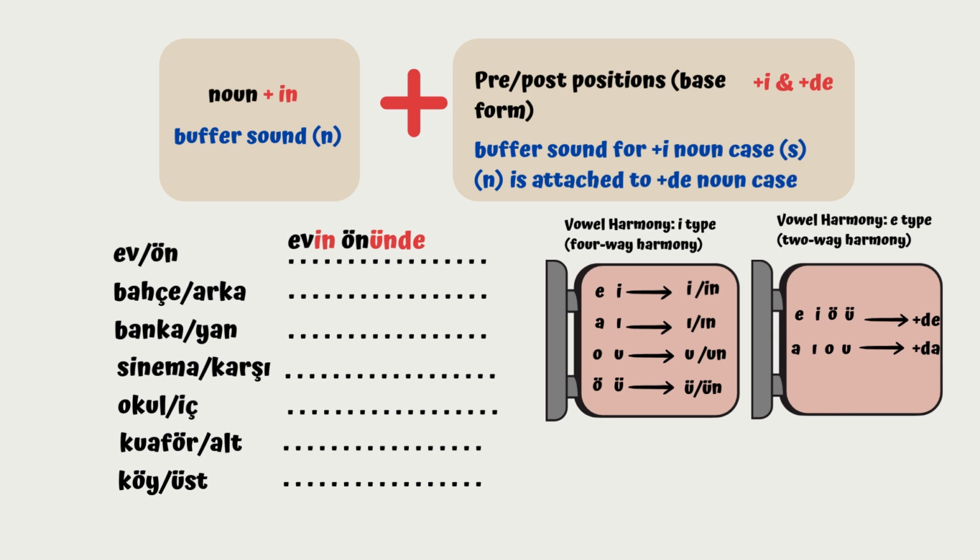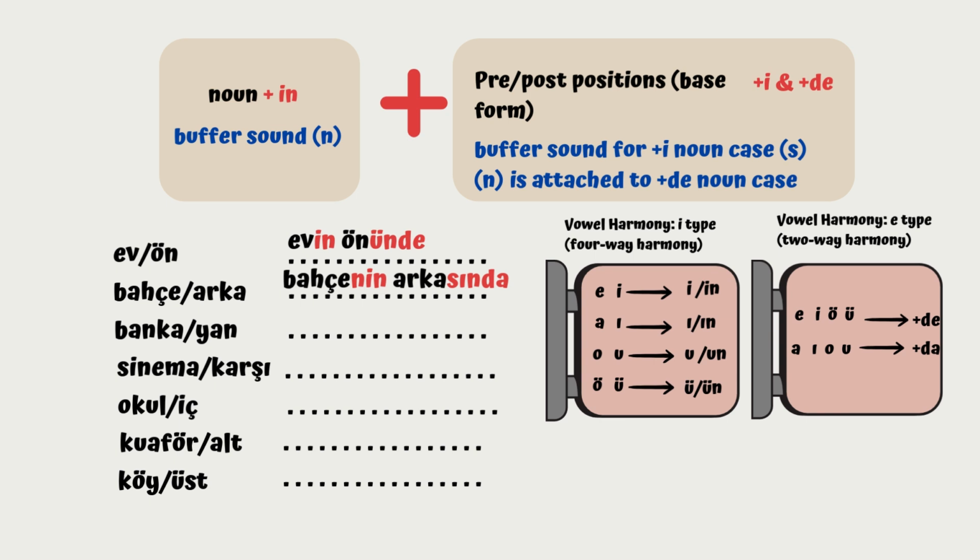Okay, the second example. Bahçe, arka. Bahçe is garden, arka is back. So what we're gonna say is at the back of the garden. Bahçe is gonna take the in noun case, but it ends with a vowel, so we need a buffer sound there. And arka is gonna take the e noun case and then the de noun case. We're gonna follow the vowel harmony rules. And arka ends with a vowel, so it's gonna take a buffer sound, se. Okay, so the answer will be bahçenin arkasında.